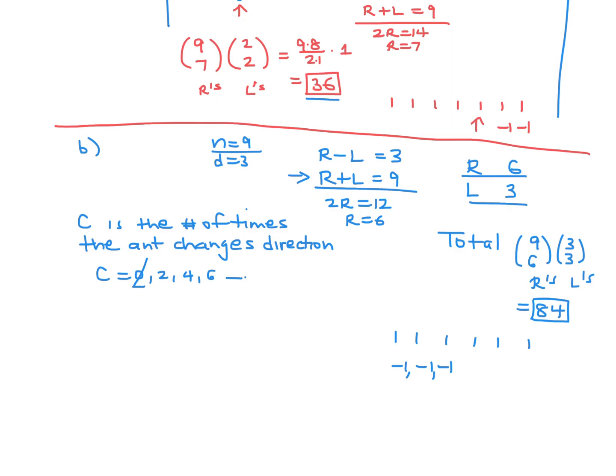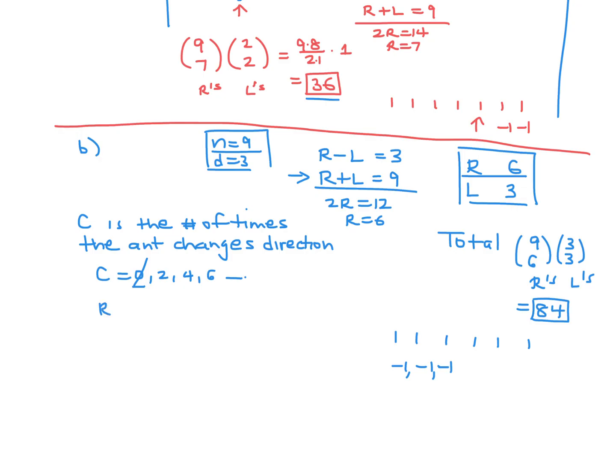2 means you change direction twice. Okay. And I'm pretty sure that is possible. But I have to figure out, for this specific condition here, that r is 6 and L is 3. Let me see here. Let me just do a sample one.